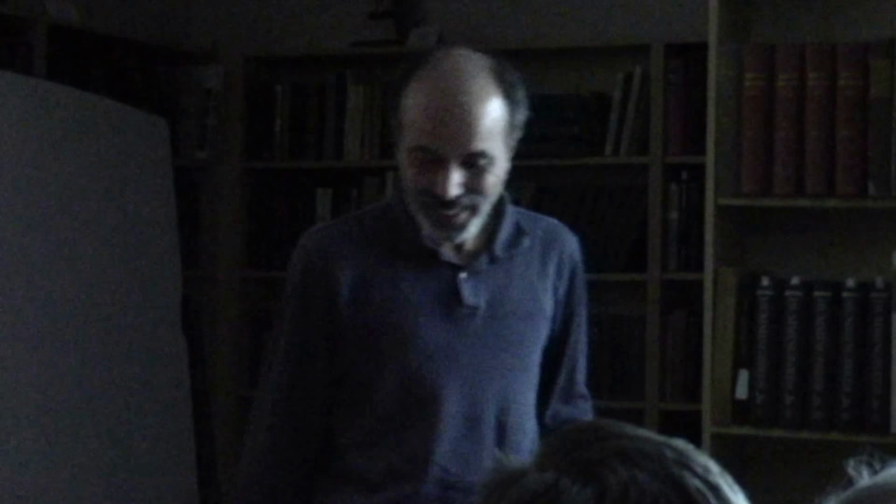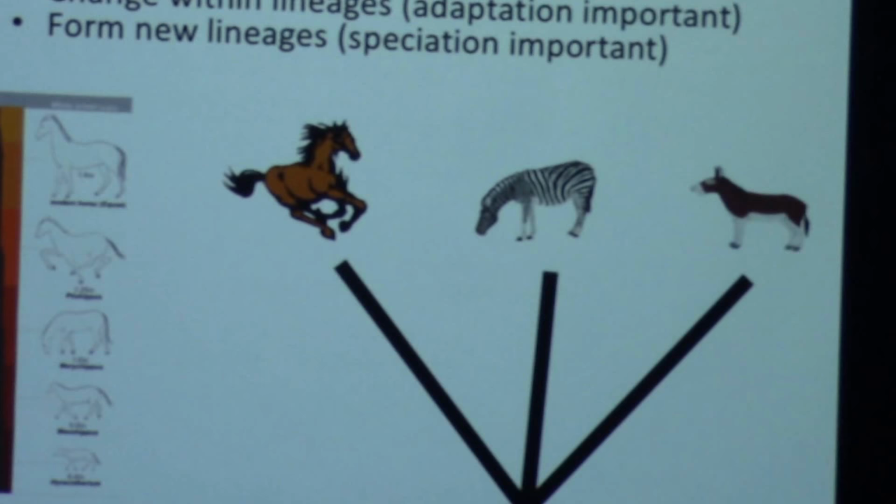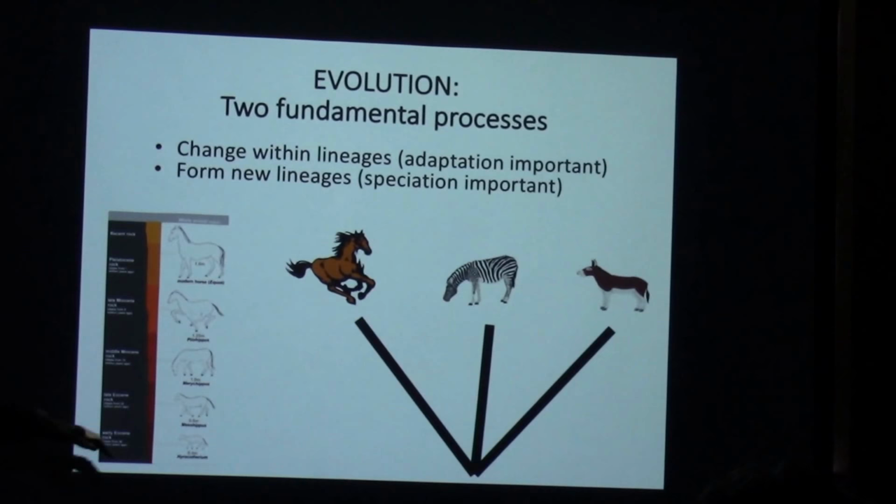I really appreciate that. Like all of you here, I think just about everybody here is an evolutionary biologist in some way, shape, or form. But we're all interested in the processes of evolution, right? We're interested in changes within lineages. So this is just a caricature here of horses evolving over the last 60 million years from small form to large form.